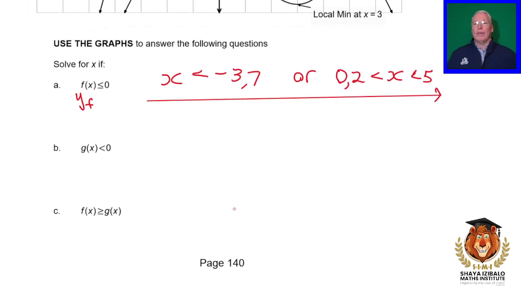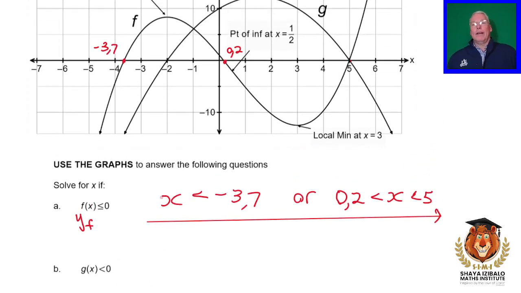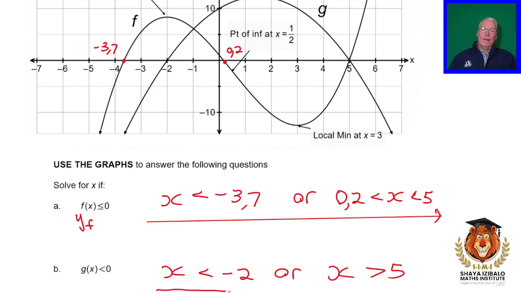The next question says, where is g of x negative? Okay, where does this graph go below the axis? Well, when x is less than -2 or when x is bigger than 5. Okay, right. Also no calculus.